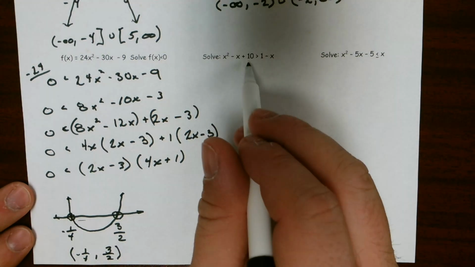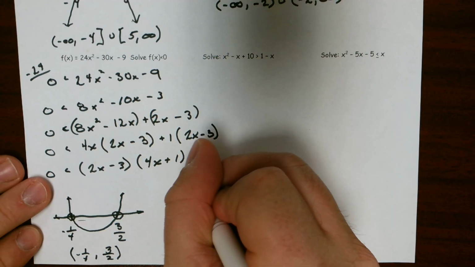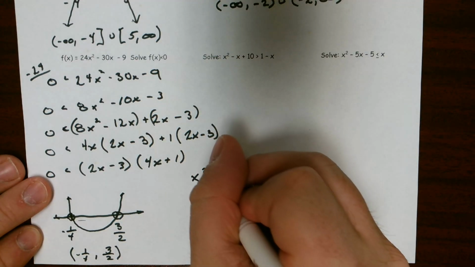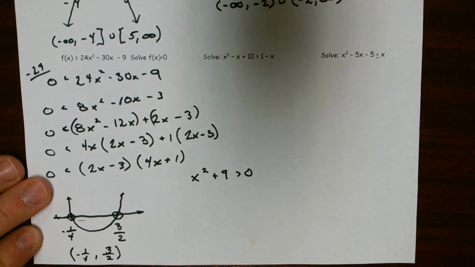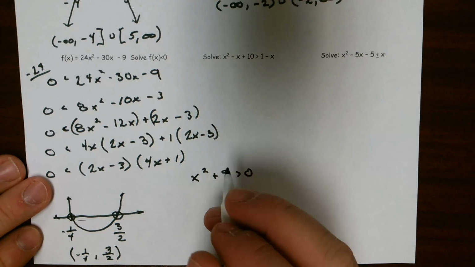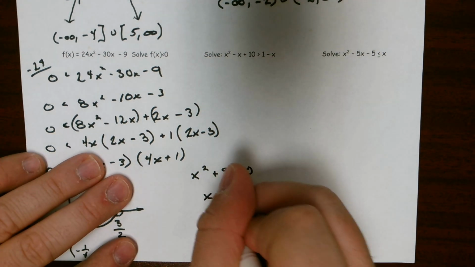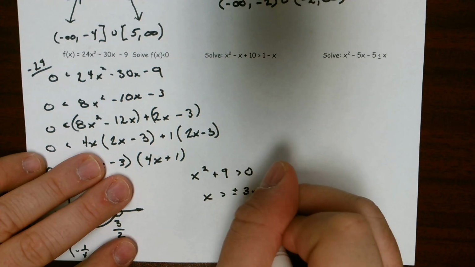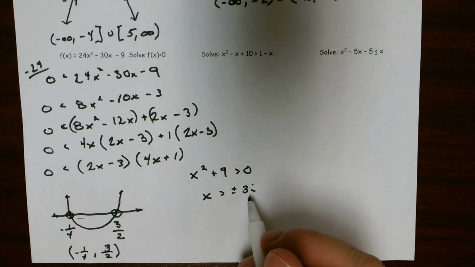It's going to be relatively short. I'm just going to move everything over to one side and do it down here underneath my work. So I'm going to end up with x squared plus 9 is greater than 0. If I solve that, it's real simple. I'm going to get x equals plus or minus 3i. We don't care about that, because that's not on the real number line. We don't care about those zeros because they aren't technically x-intercepts.